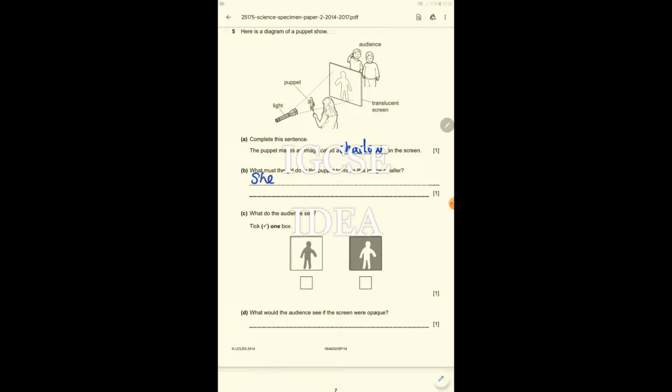She has to take the puppet closer to the screen. Yeah, because if you bring it closer to the light, it turns bigger. So the best is to put it closer to the screen. What did the audience see? Okay, so the audience would never ever see this one, as shadows are black, so the audience would see this.